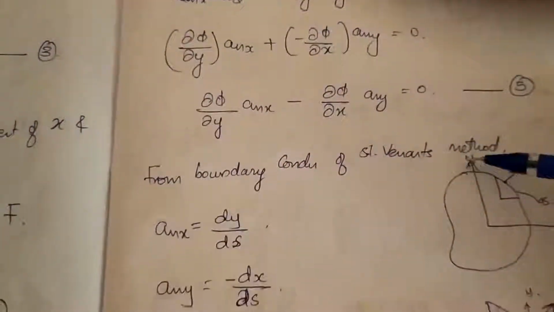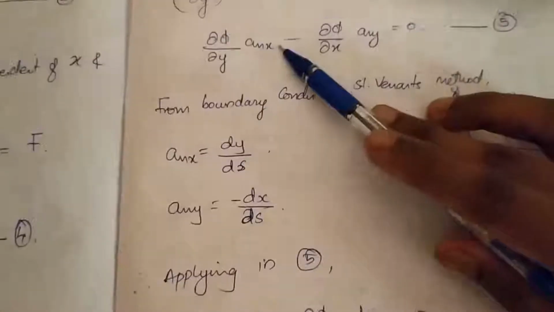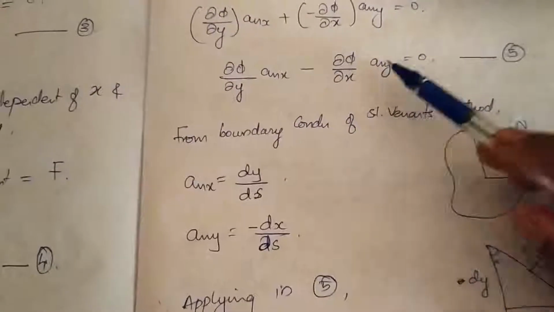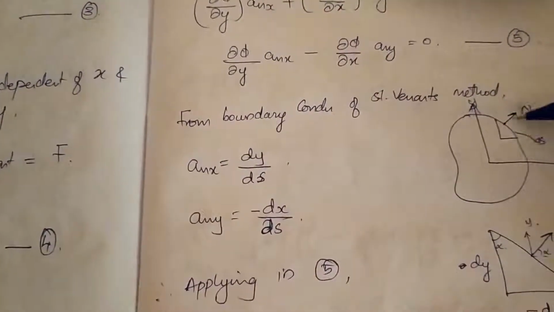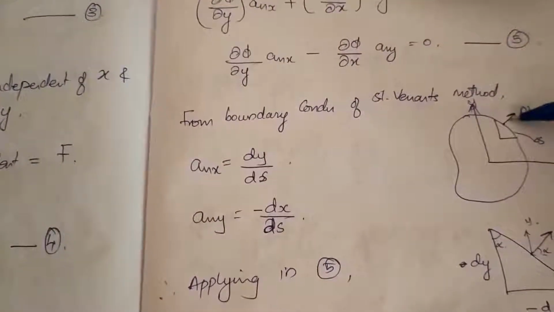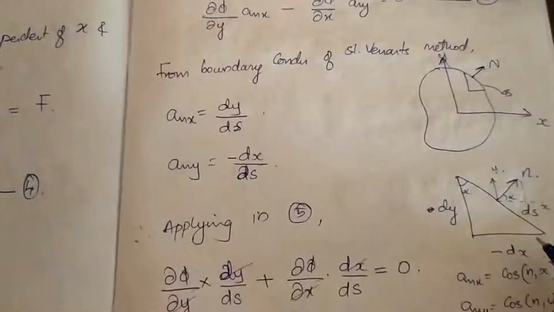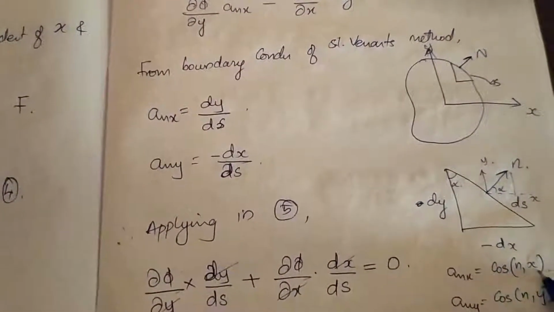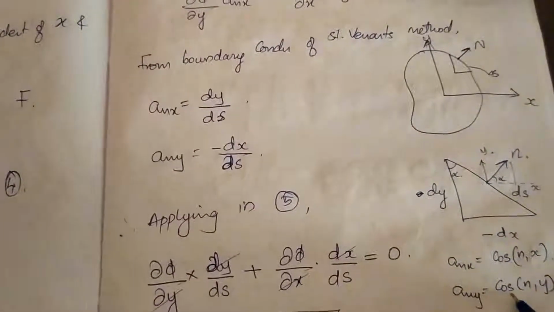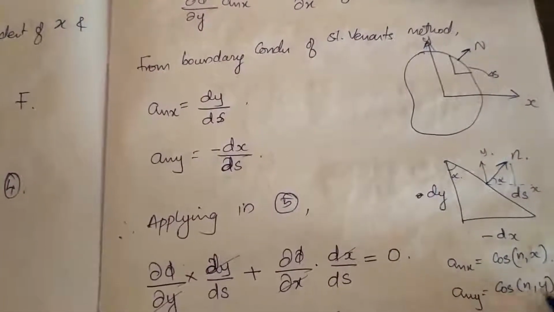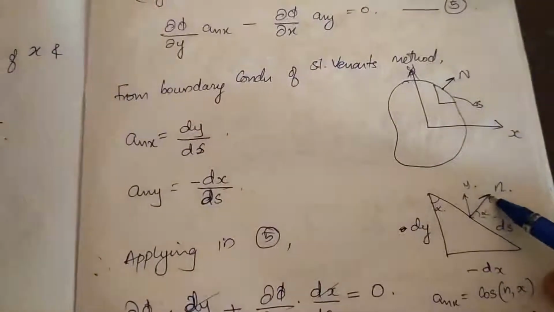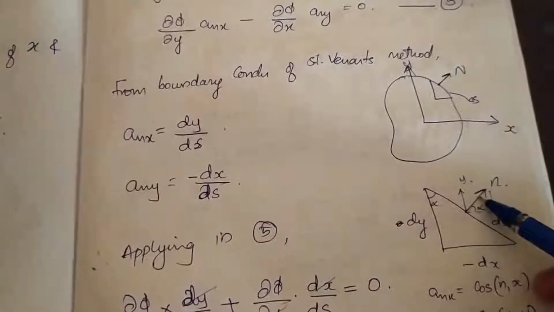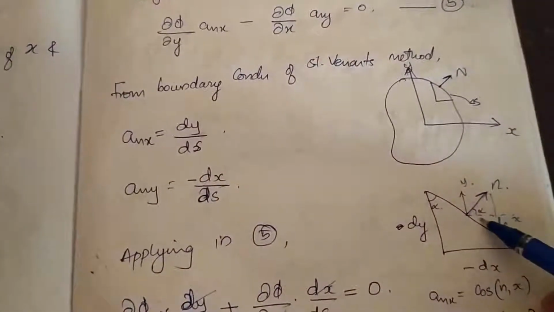Again, you are going to recollect the formula for nx and ny for a boundary element delta s, which is having a normal vector. Okay, nx will be the cos of the angle between n and x, and ny will be the cos of the angle between n and y. So this is the n vector, this is alpha, the angle between n and x is cos alpha.